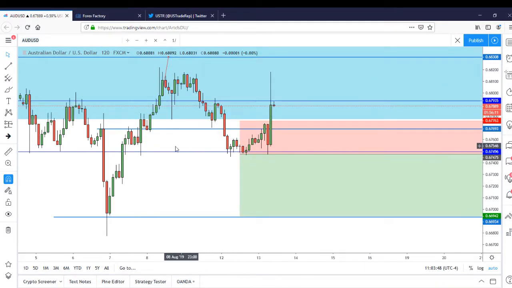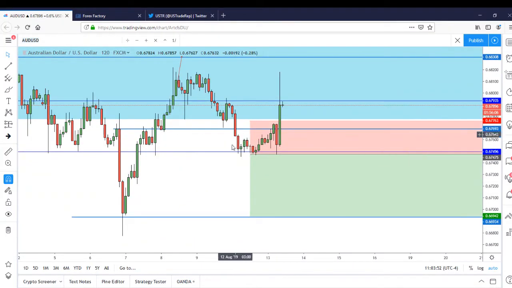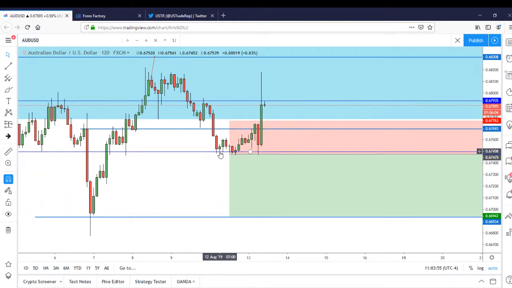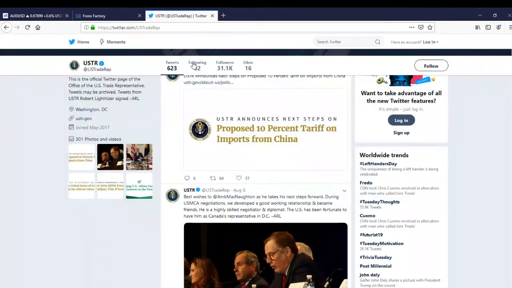So Aussie dollar, we had a pretty nice short setup coming off the support region yesterday. This was a little bit of support right here at 0.67500. We did get a break on the hourly down below, and then since then we kind of just flirted in this area. At this point, I did think we were going to go down, and then this news came out.